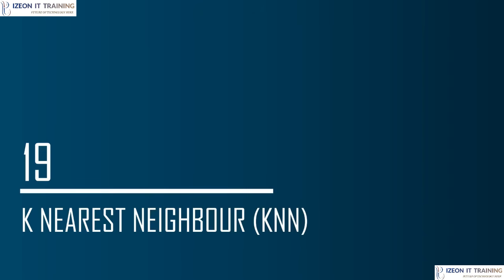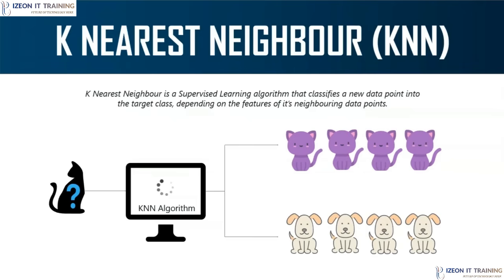Alright, so now let's move on and look at our next algorithm, which is the K nearest neighbor algorithm. Now, KNN, which basically stands for K nearest neighbor, is again a supervised classification algorithm that classifies a new data point into the target class or the output class depending on the features of its neighboring data points. Right? That's why it's called K nearest neighbor.